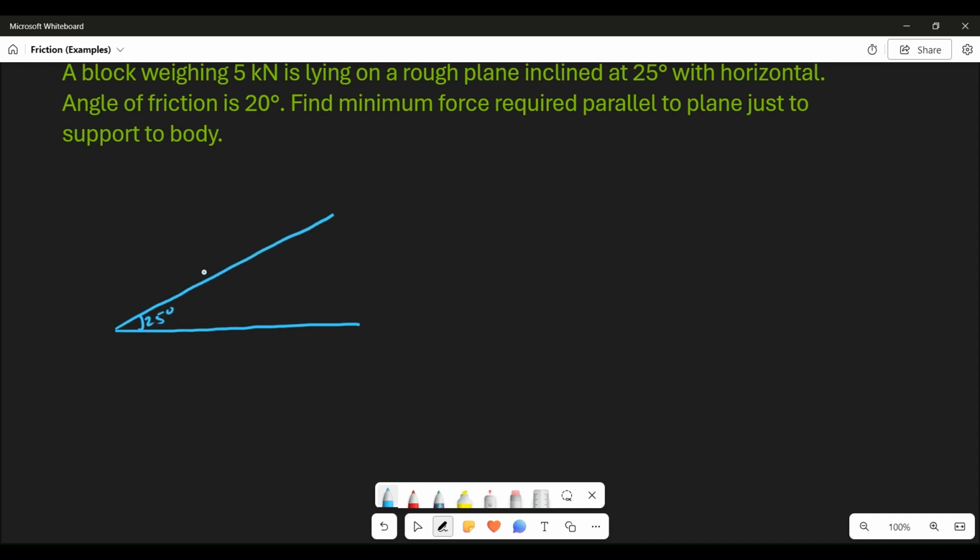Now this is my rough surface and the block is resting upon this inclined surface, and the weight of the block is 5 kilonewton. So weight will act vertically downwards. This is 5 kilonewton weight. Next thing given is the angle of friction, that is 20 degree. Angle of friction is phi, that is 20 degree given. Find the minimum force required parallel to the plane just to support the body.